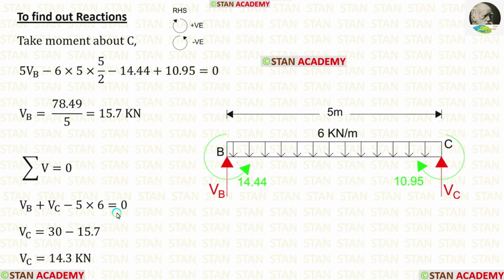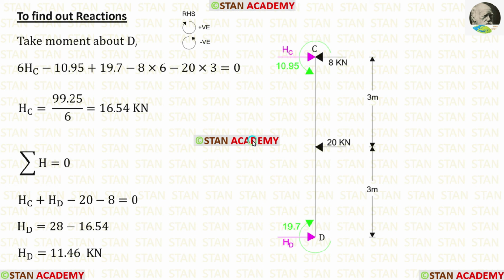Now let us take the beam BC and find the reactions. By taking moment about C, we can find VB. By applying the rule sigma V is equal to 0, we can find VC. Now let us take the column CD and find the reactions. By taking moment about D, we can find HC. By applying this rule, we can find HD.